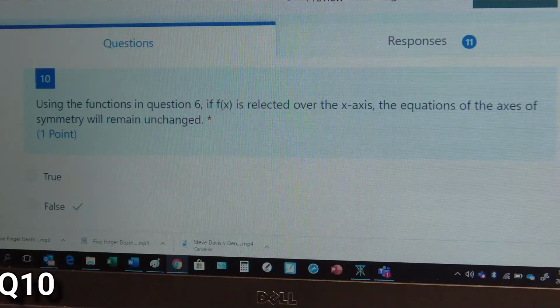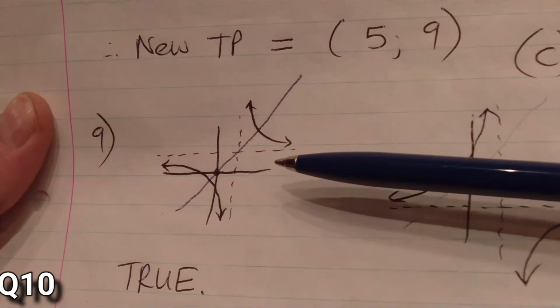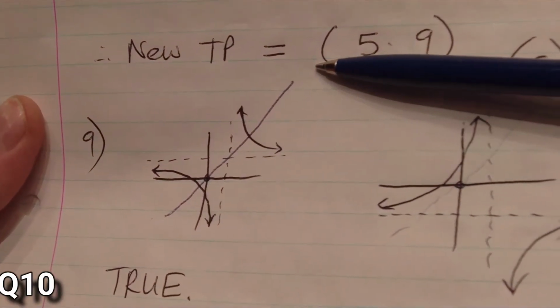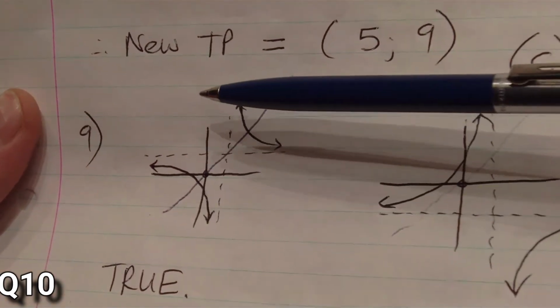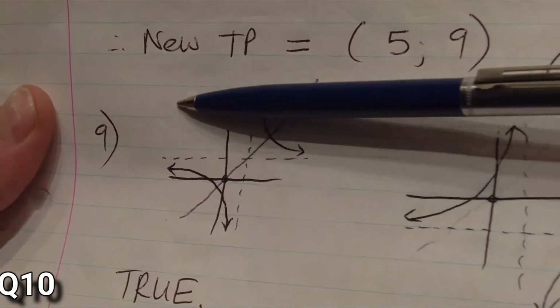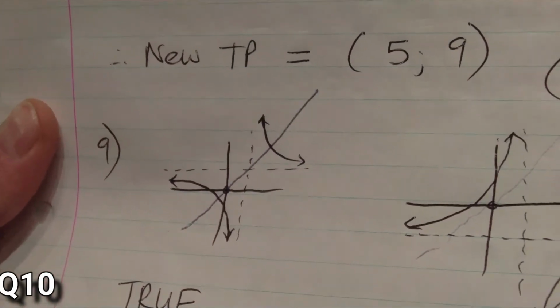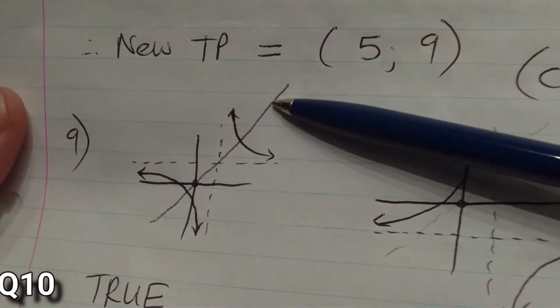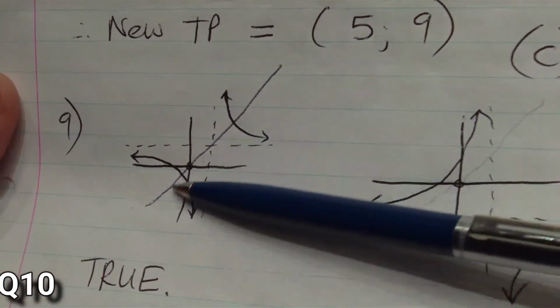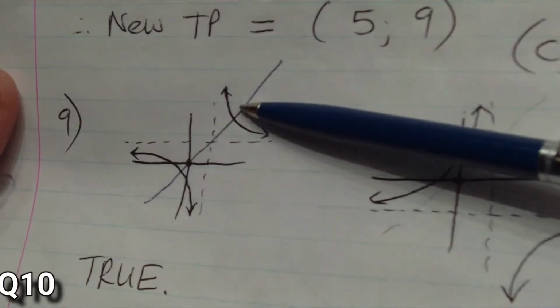If f of x is reflected over the x-axis again, now they're asking whether the equations of the axis of symmetry will remain unchanged. Here's the original f of x. You can see that its axis of symmetry is here, and the other one would be here somewhere. Agreed? Make sure you know the difference between an asymptote and an axis of symmetry. Anyway, just look at this 45-degree line here. That's one of the axes of symmetry.